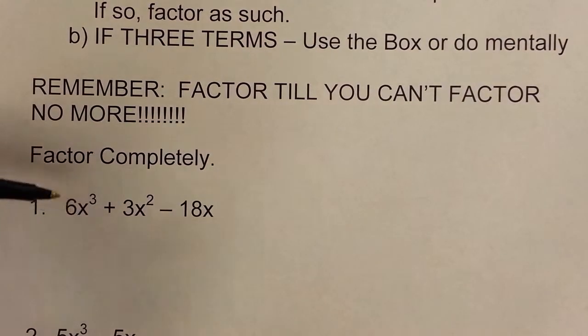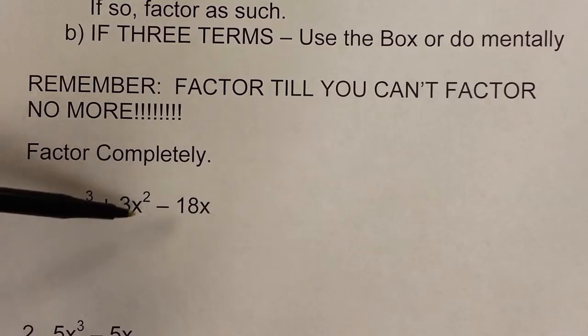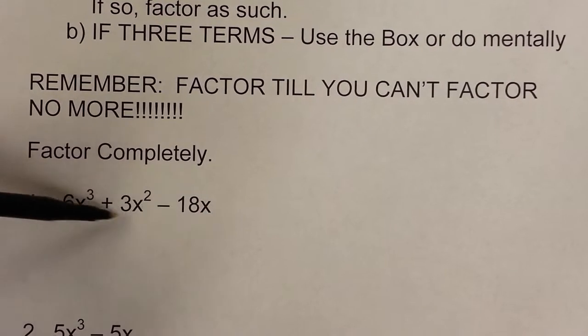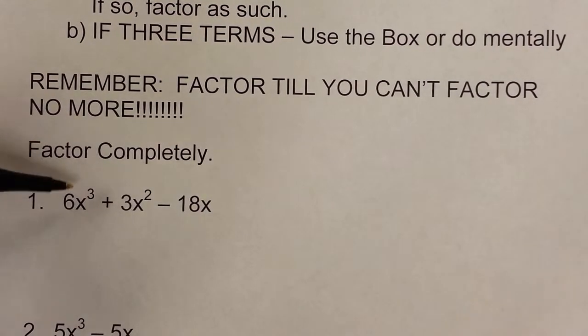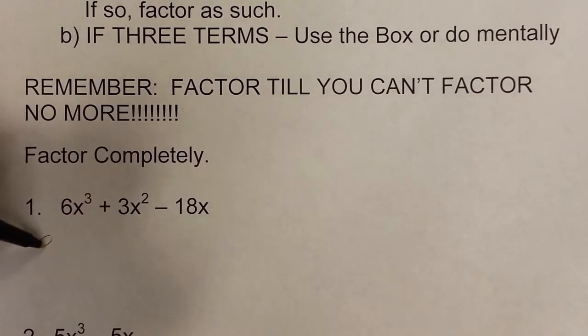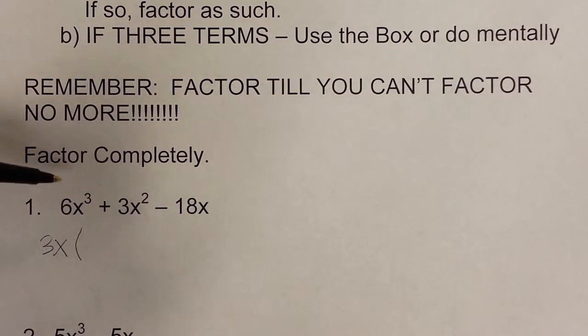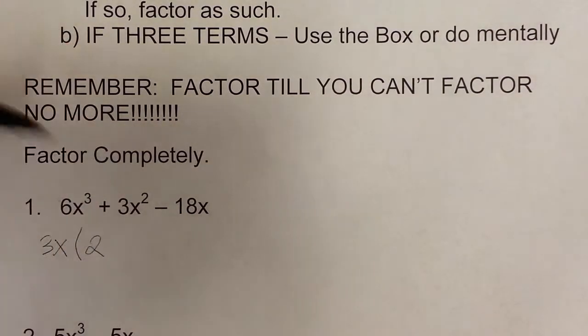Now let's think here. Let's see if we can find a common factor. Well, all of the terms have an x, at least one, so we're going to be able to factor out an x. And all of the terms are also divisible by 3. So we'll go ahead and write out 3x, since that's what our greatest common factor is going to be. Now let's think. What times 3 would give us 6, or what is 6 divided by 3? 6 divided by 3 is 2.